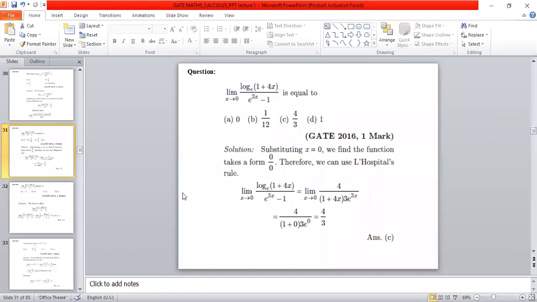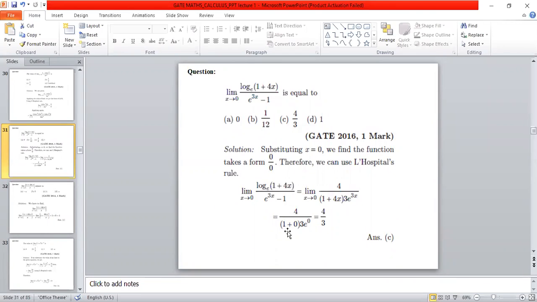So it is 0 by 0 form. So you have to apply L'Hospital's rule and take the derivative. The derivative of the numerator, log(1 plus 4x), is 1 upon 1 plus 4x into the derivative of 4x, which is 4. So the derivative of the numerator is 4 upon 1 plus 4x, upon the derivative of the denominator, which is 3 into e raised to 3x.